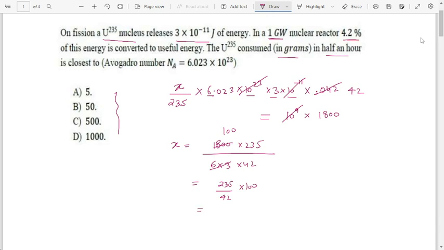So approximately speaking, 42 into 5 is 210. So we can say that this will be close to 5 point something, let's say 5, into 100. So around, we can say approximately 550 grams. So closest option is 500. So option C will be the correct answer to this question.